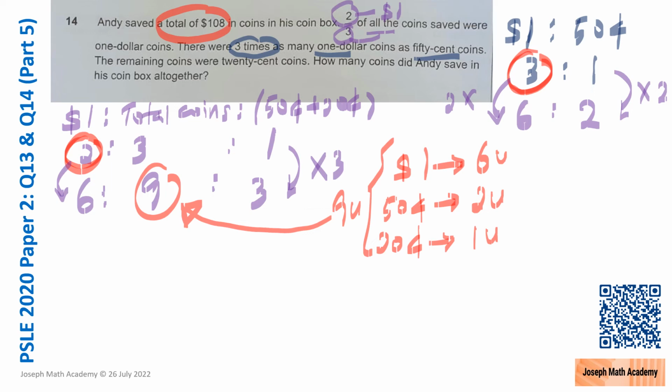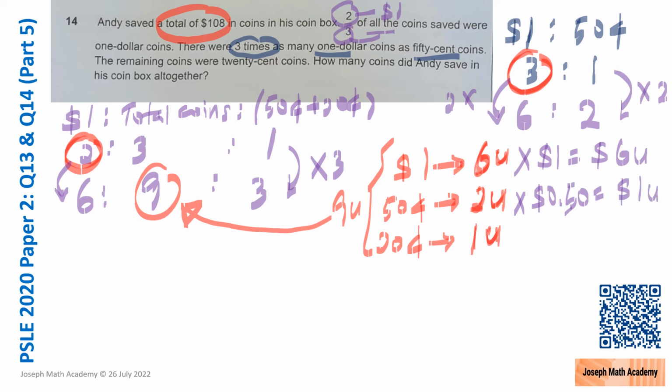This is using set method, and 6 units is the quantity of $1 coins, 2 units is the quantity of 50 cent coins, and 1 unit is the quantity of 20 cent coins. Now, if we have 6 units of $1 coin, then the value would be 6 unit dollars. If we have 2 units of 50 cent coins, then the value would be 2 units times 50 cents. That gives us 1 unit dollars. And for the 20 cent coins, is 1 unit only, right? So times 20 cents, that will give us 0.2 units.